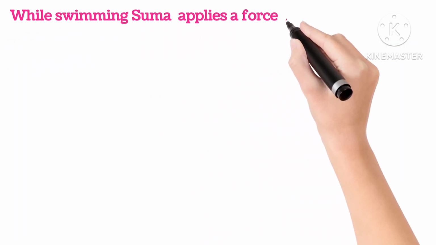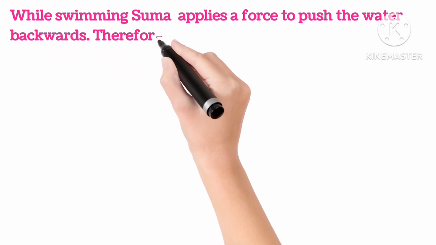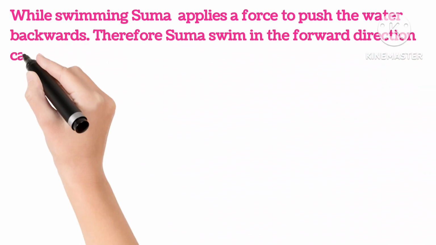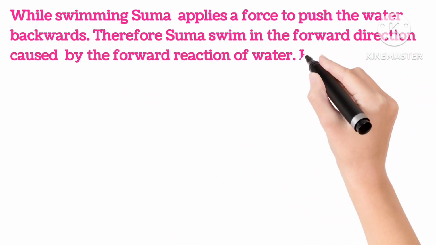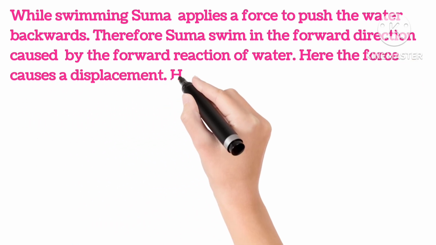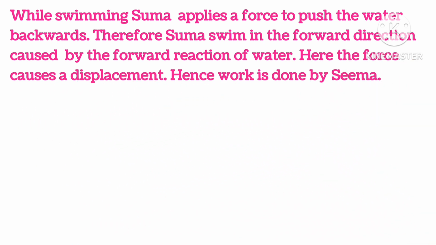So while swimming, Suma applies force to push the water backwards. Therefore, Suma swims in the forward direction caused by the forward reaction of water. Hence, the force causes displacement. Hence, work is done by Suma.